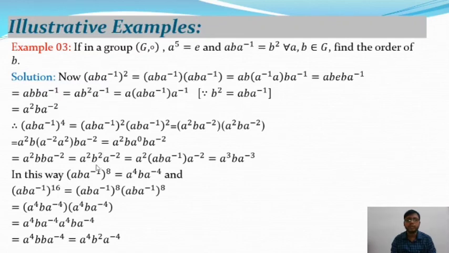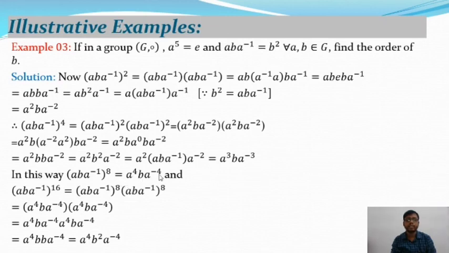Again putting the value of b square, that means a inverse, from this we get a square into a inverse into a to the power minus 2. That means a cube into b into a to the power minus 3. Therefore (a inverse) whole to the power 2 equals a square b a to the power minus 2. After that (a inverse) whole to the power 4 equals a to the power 3 b a to the power minus 3. This way we find (a inverse) whole to the power 8 equals a to the power 4 b a to the power minus 4.